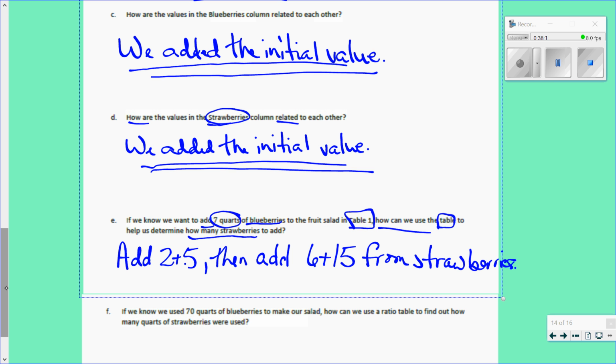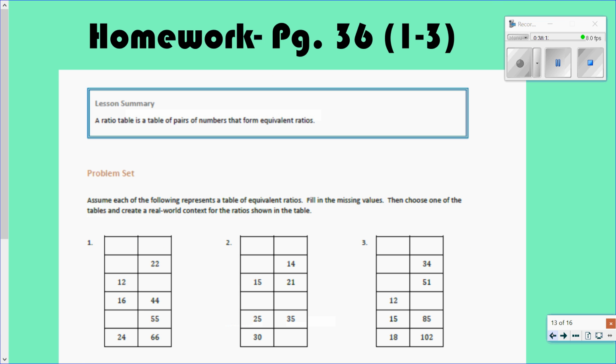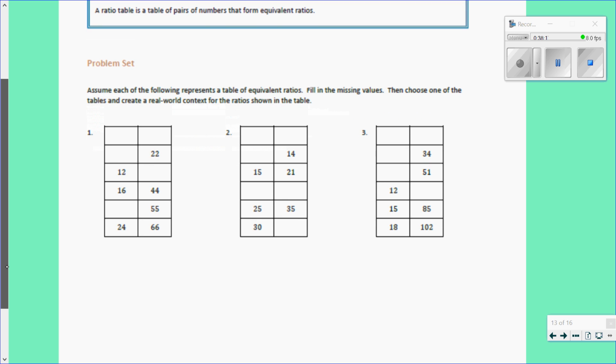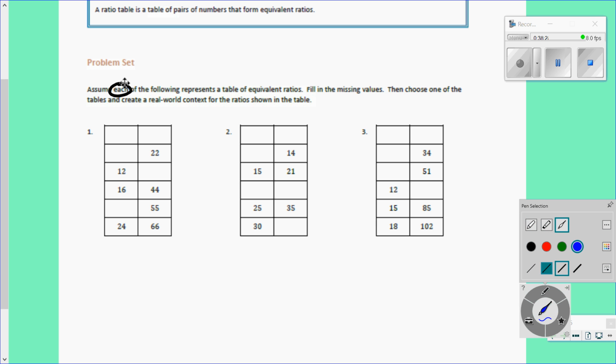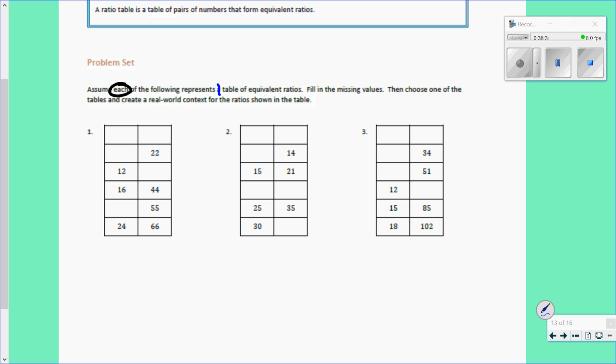Let's go back really quickly to page 36. Here is your first set of homework. A couple things I need to point out. I'm going to actually mark the instructions for you. Assume each of the following represents a table of equivalent ratios. Fill in the missing values, task 1. Then choose one of the tables and create a real-world context for the ratio shown.